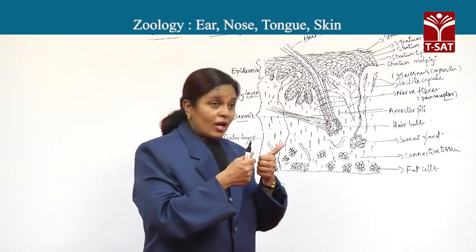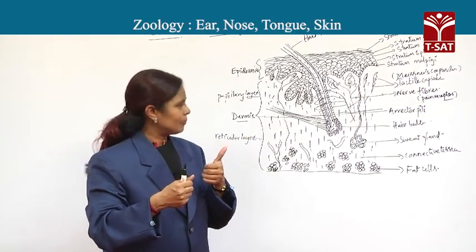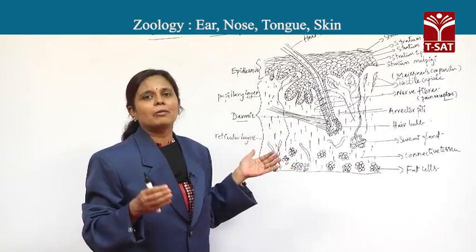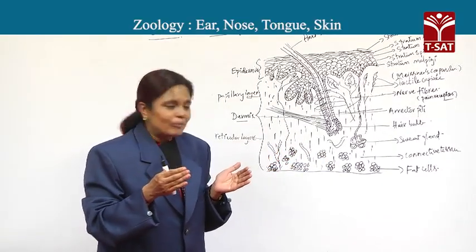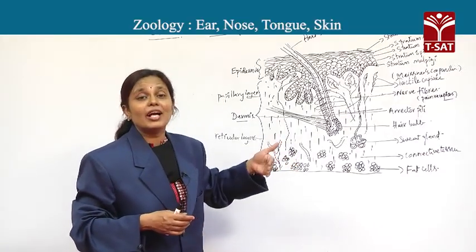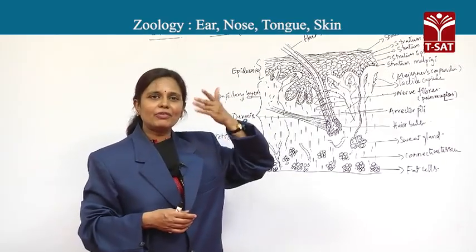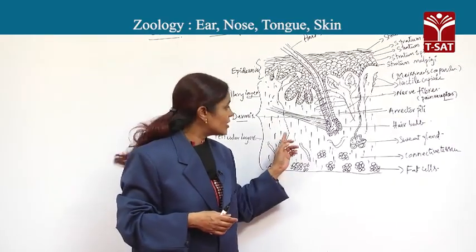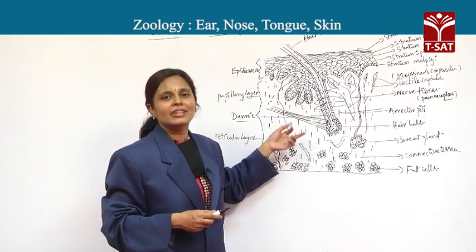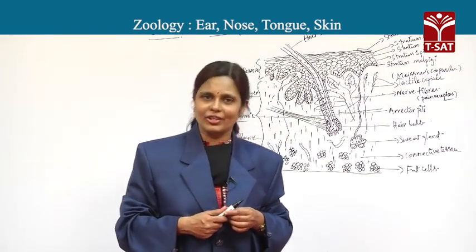So, because of the collagen fibers, skin can be stretched to a certain extent, and because of the elastic fibers present there, the skin can be brought back to its shape. But with increasing age, due to continued stretching of these collagen fibers, you find wrinkles in the skin of old aged people, because the collagen fibers gradually lose their mechanical strength.